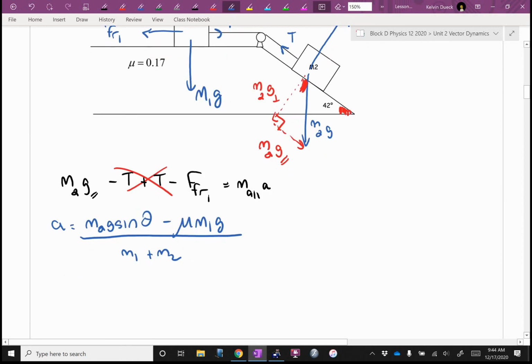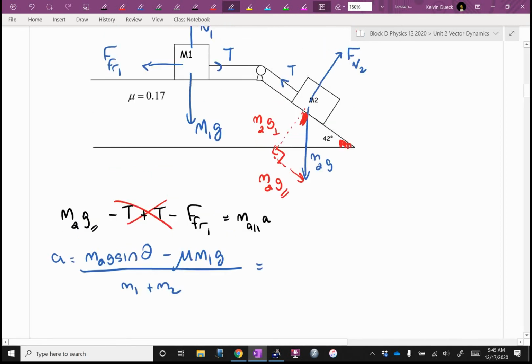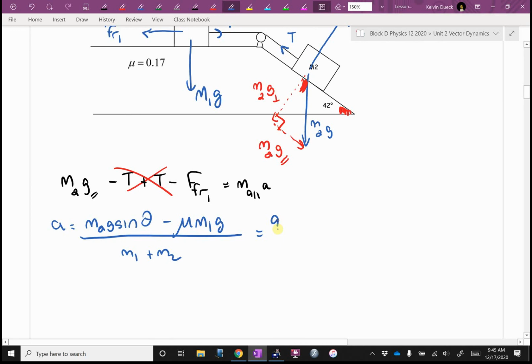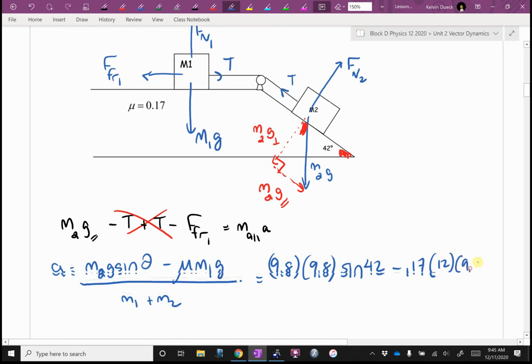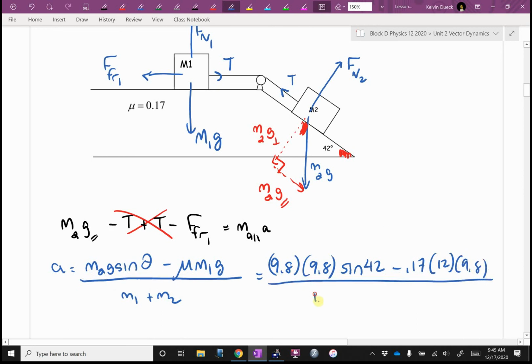Have we done our trig? Yeah. Have we done our substitutions? Wait, plug and chug. M2, 9.8 times 9.8. Sine 42 minus 0.17 times 12 times 9.8 all over 12 plus 9.8. Every one of you should type this in, because the number of times I've seen kids have the right equation and the wrong answer on the test drives me crazy. And Josh, that just means they were too lazy to try typing this in.